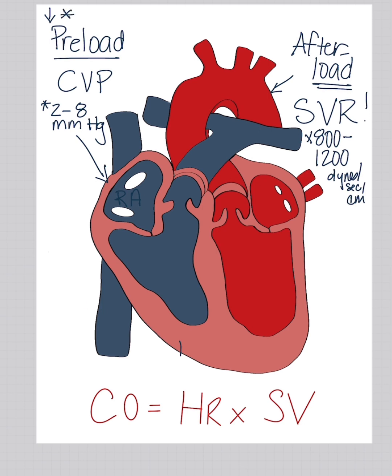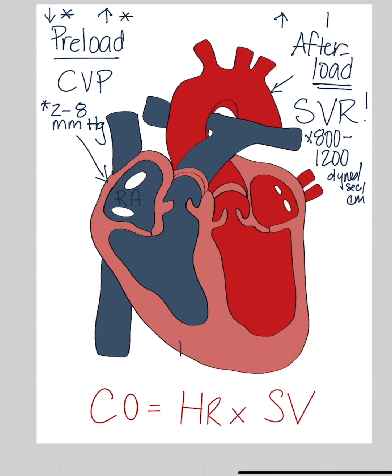Now let's look at preload. If your preload is low, some factors that affect preload being low are hypovolemia or vasodilation. And inversely, if it is too high, then you may have an increase of volume, which would be your CVP, or a vasoconstriction.